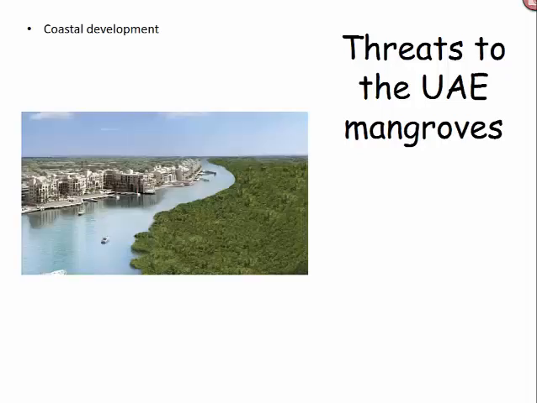First one is coastal development. Look at the amount of building that has gone on in the UAE. We're building right against the coast and inland.